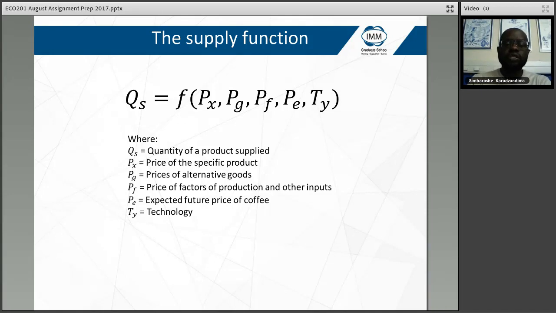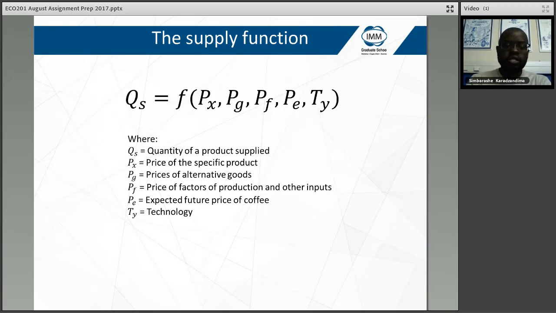Then we move on to the supply function. Again, we can do the same analysis where we have an equation summarizing all the determinants of supply. So we are saying our quantity supplied is a function of the price of the specific good, price of related goods, substitutes and complements or joint products, price of the factors of production, expected future price, and the state of the technology.